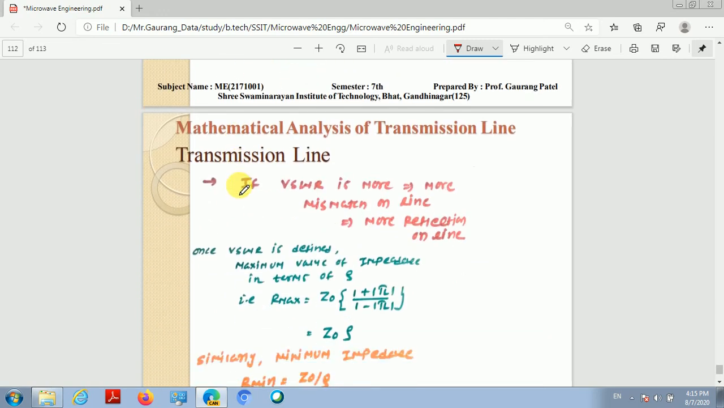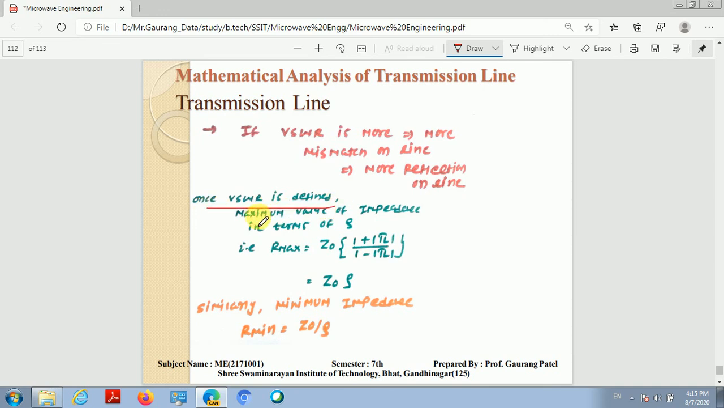Now, once VSWR is defined, the maximum value of the impedance in terms of rho can be defined. The maximum and minimum amplitude values of the impedance that we found, what will their values be in terms of VSWR? So we know the maximum impedance, or resistance, is given as Z0 into (1 plus mod gamma L) divided by (1 minus mod gamma L), and this is nothing but rho, the VSWR. So Rmax is equal to Z0 into rho. Similarly, the minimum impedance of the transmission line in terms of rho is given as Rmin is equal to Z0 divided by rho.